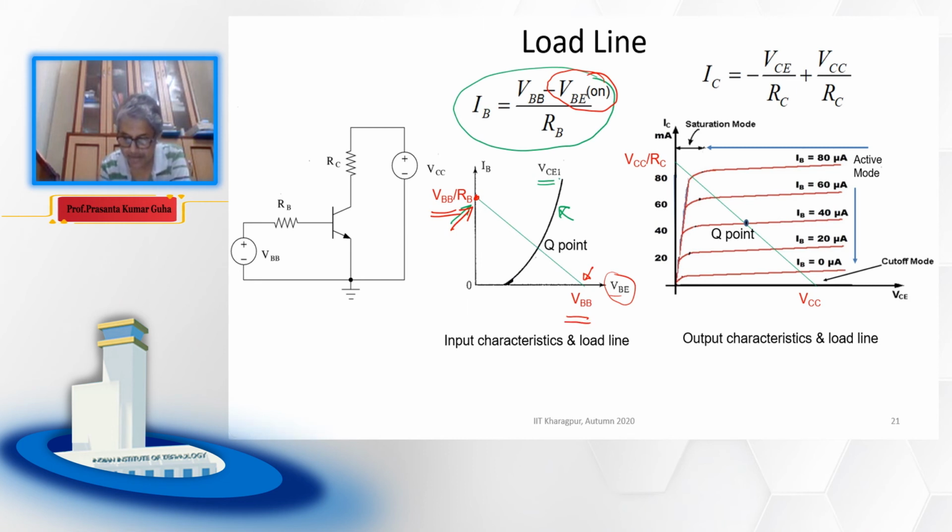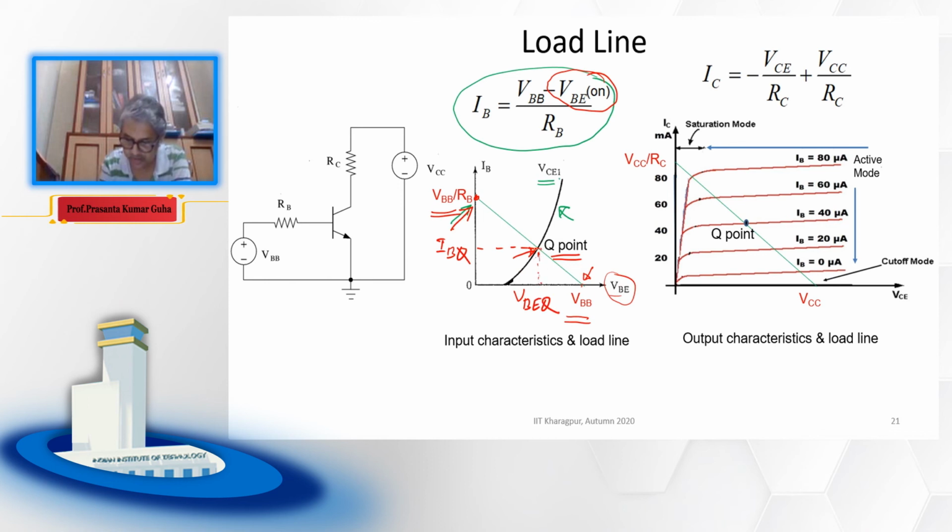So you see that we can draw a straight line, and this straight line crosses the exponential plot at this point, which is known as the Q point. This is basically your IBQ, the base current at the Q point, and this is equal to VBEQ, the base emitter voltage at the Q point.